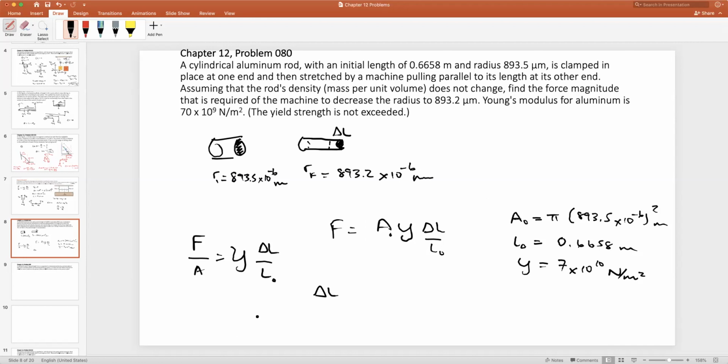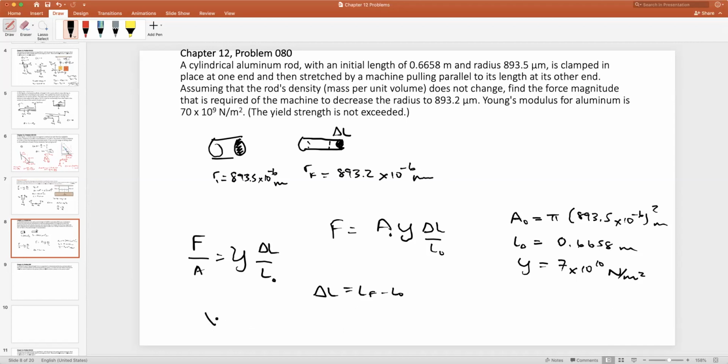Well, we know that delta L is the final length minus the initial length. So we need to come up with some way to find the final length. Here it says that the rod's density, the mass per unit volume, does not change. The mass obviously can't change. Therefore, the volume cannot change. It's not realistic, but it's fine.